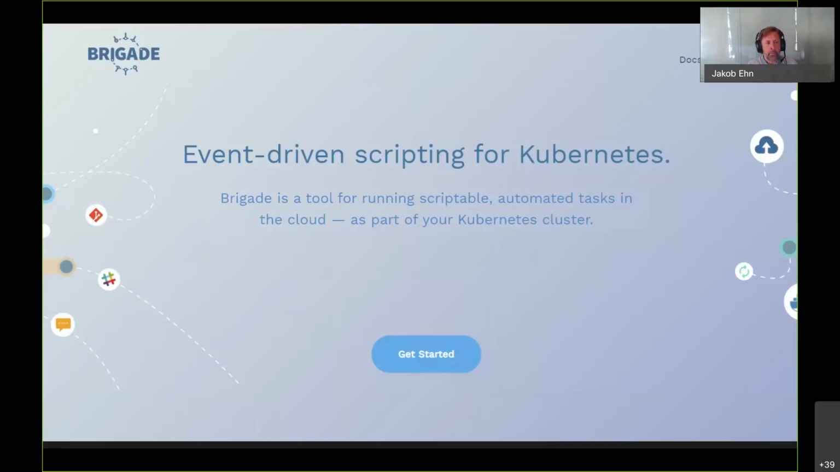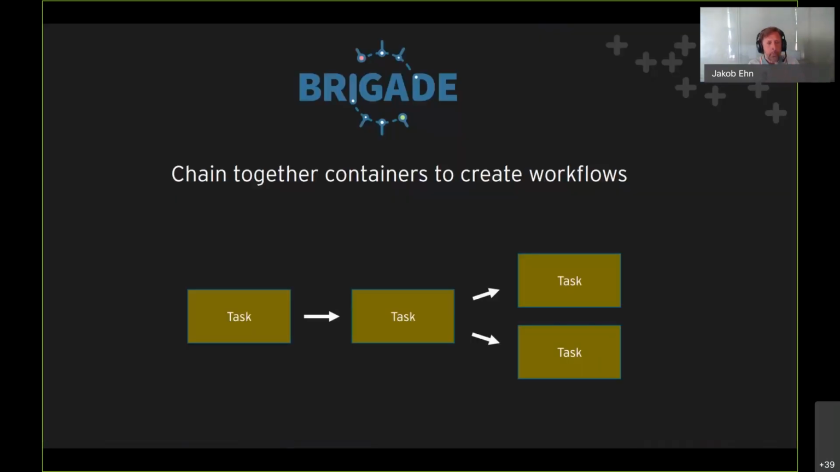Brigade is an open source project from the guys that also built, for example, Helm and Draft. The main point of Brigade is to chain together containers to create workflows in your Kubernetes cluster. The idea is that you have all this functionality available as container images. These might be public container images, or they might be your own container images that you build yourself. So you don't have to rebuild this functionality. Instead, you just need some way to use these images and chain them together to create either simple or complex workflows inside your existing Kubernetes cluster.